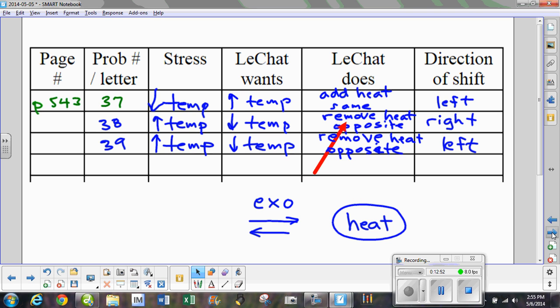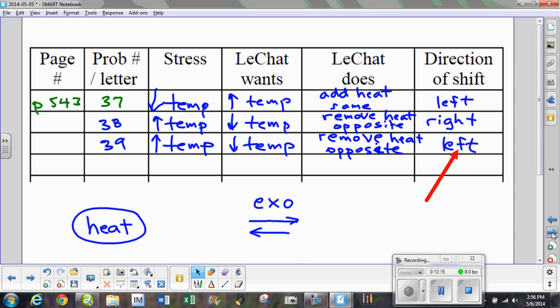You remember what this reaction was, exo or endo? See, we had temp up, temp down, remove heat, opposite, remove heat, opposite, but the reaction moved it to the left. Why was that? The heat was over here.